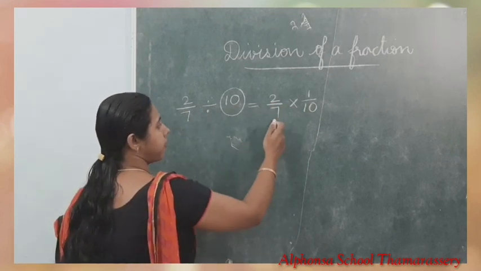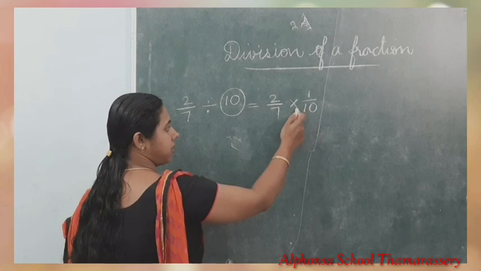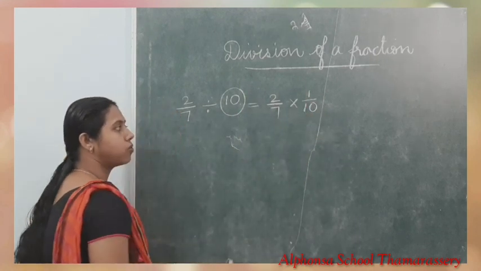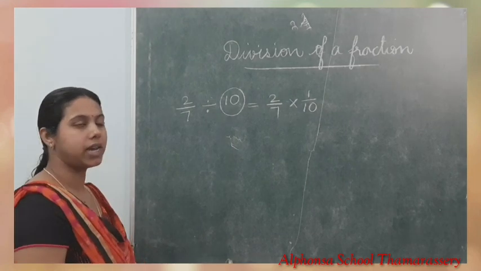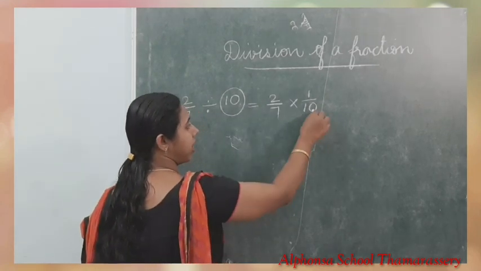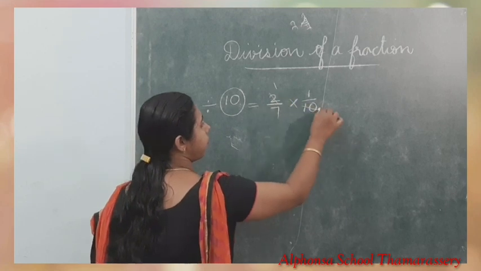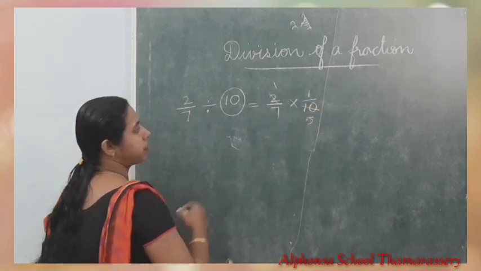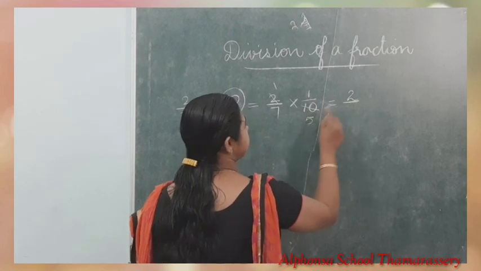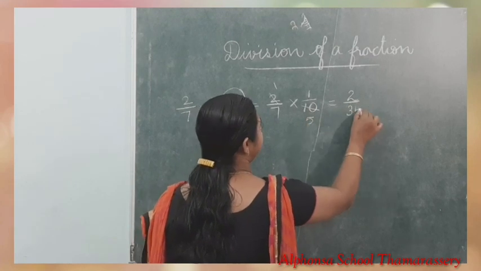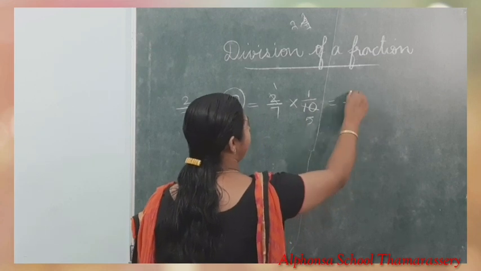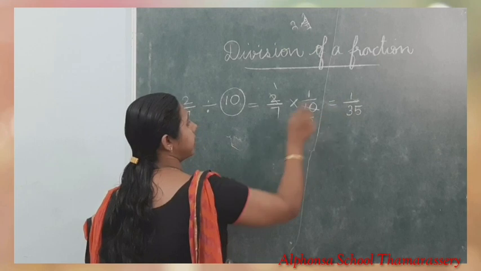So 2 by 7, division changes to multiplication. Reciprocal of 10 is 1 by 10. So 2 by 7 into 1 by 10. You can use the cutting method here. 2 is a common factor. 1 2 is 2, 5 2s are 10. So it is equal to 1 by 7 5s are 35. 1 by 35.